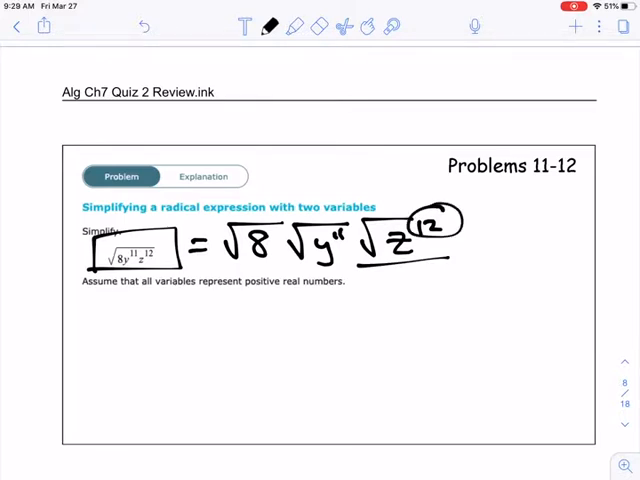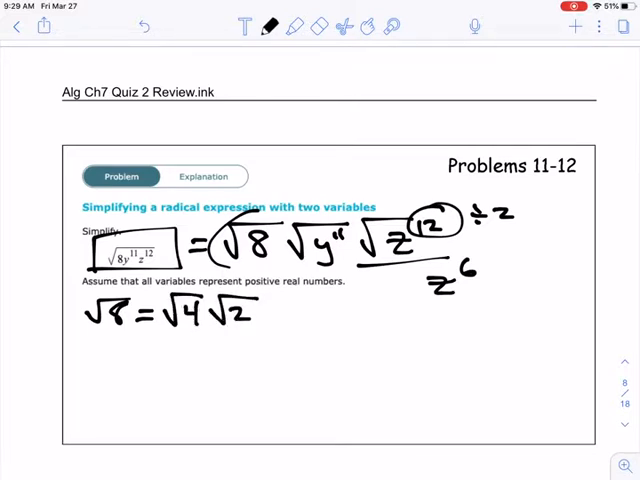We know from the previous lesson, lesson 4, that if you have a variable with an even sign, you just divide it by 2. So this one's going to give me z to the 6th. And now we're going to deal with this and this. So for our square root of 8, pull out your largest square number that you can, and that's 4. And then what's left is 2, because 4 times 2 is 8, right? And that simplifies down to 2 times the square root of 2, because the square root of 4 is 2.